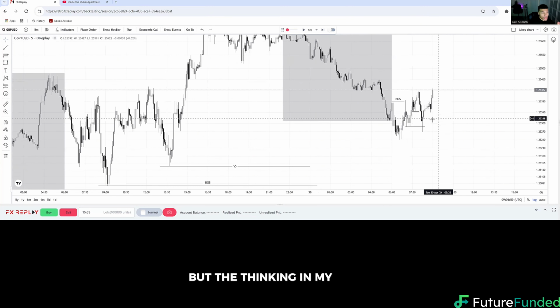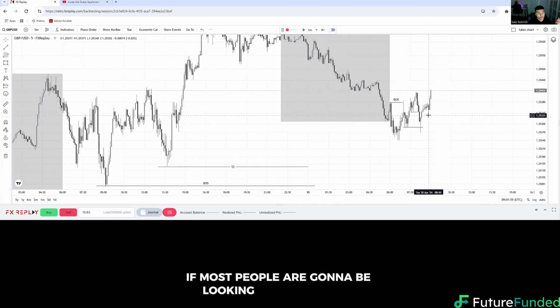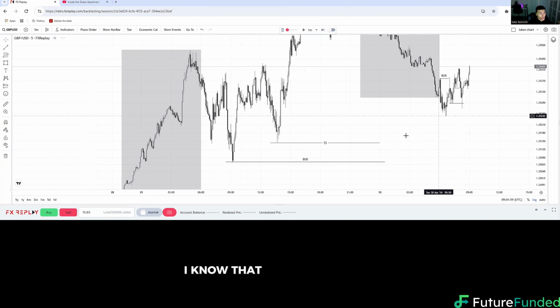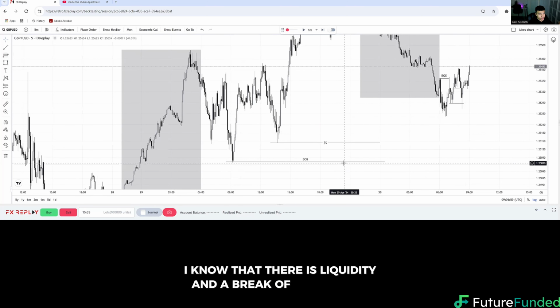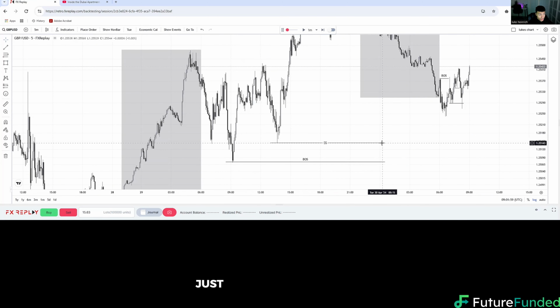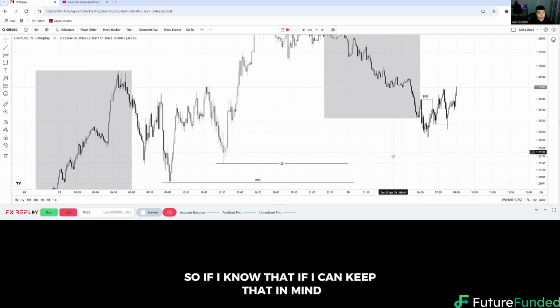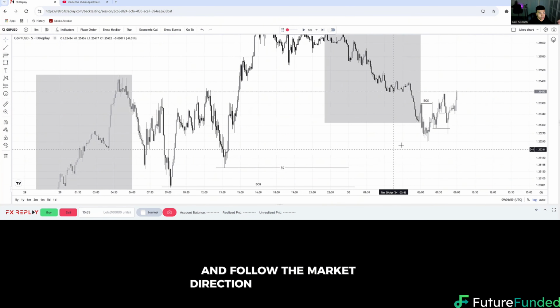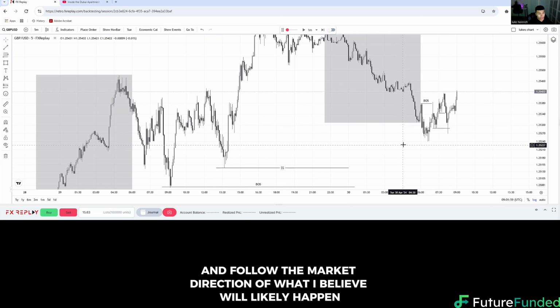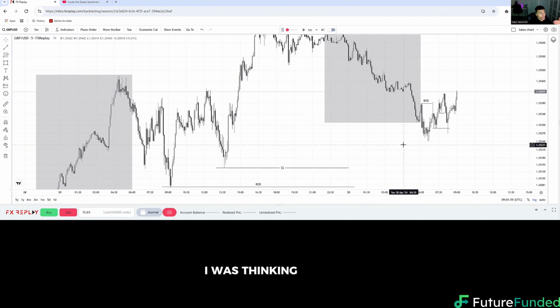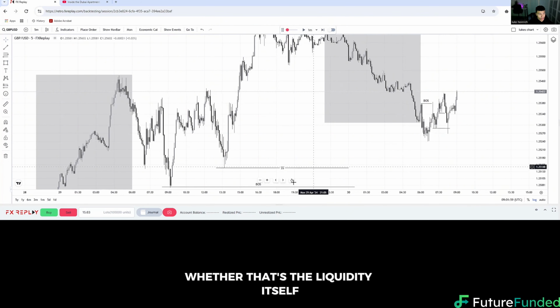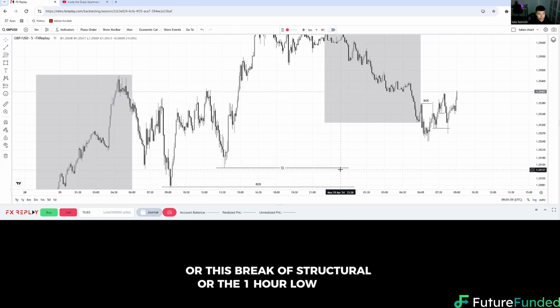But the thinking in my head was, well, if most people are going to be looking for longs here, I know that there is liquidity and a break of structural low just down here, basically. So if I know that, and if I can keep that in mind and follow the market direction of what I believe will likely happen next, in my head, I was thinking there is probably a higher probability that price is going to want to take out those lows, or at least one of the lows, whether that's the liquidity itself or this break of structure or the 1 hour low, sorry.